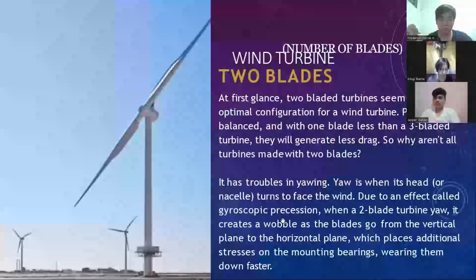Yes, thank you. So now we see why we don't actually use two blades, despite it being the more obvious answer or solution to the one blade problem of imbalance. We have what we call the gyroscopic precession in the two blade design, which causes premature wear in the bearings, making them need more maintenance in the long run.